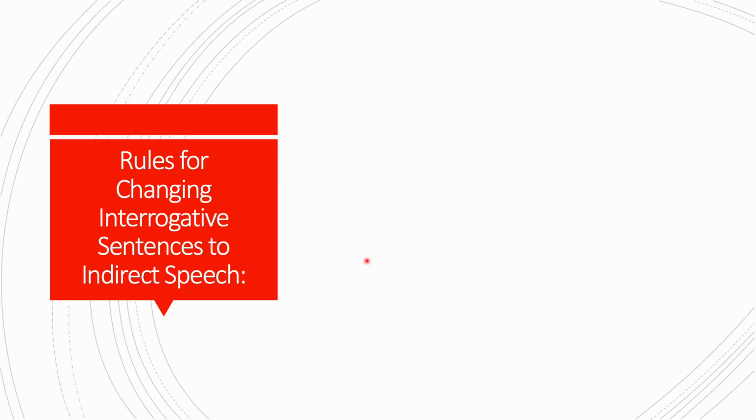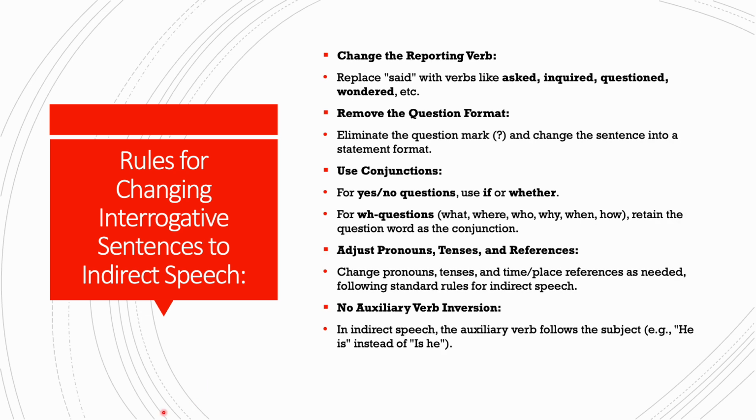Next comes interrogative sentence. Let's see how to change interrogative sentences to indirect speech. So what are the rules? The first rule is we have to look out for the reporting verb. The reporting verb said has to be changed to asked, inquired, questioned or wondered because it's a question. The next is removing the question mark. We have to remove the question mark and make it into a statement form. And then we have to add in a conjunction also. You can use if or whether. So if we have a yes or no question, we can use the conjunction if or whether. But if we have a WH question, we have to repeat the WH word in our answer.